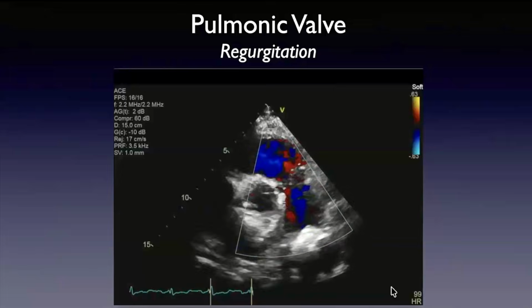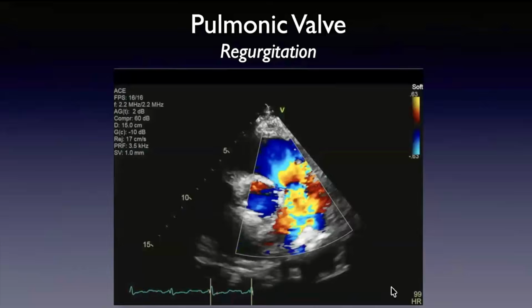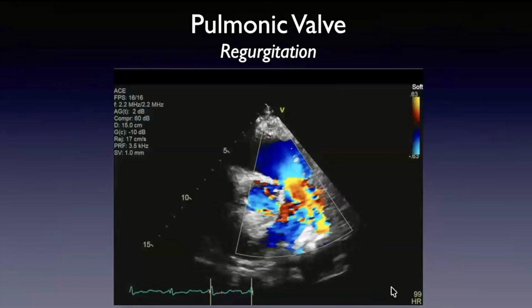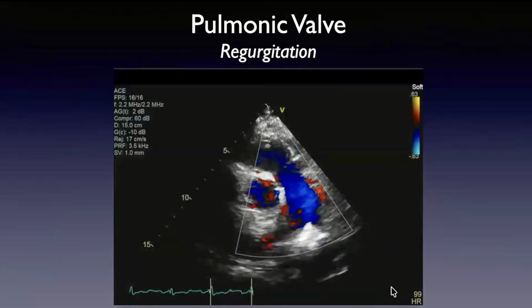So here's a color Doppler view. This is the parasternal short axis, RV outflow tract view. You can see that flow acceleration, aliasing through the pulmonic valve, RVOT. How much pulmonary regurgitation do you think is here? You think it's severe? You think it's mild?